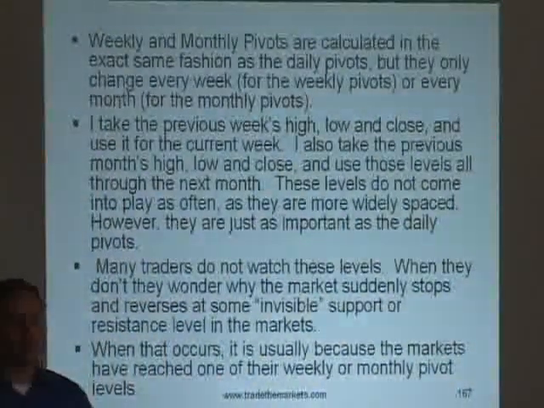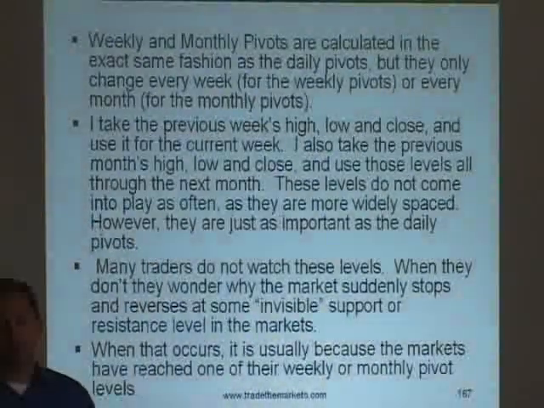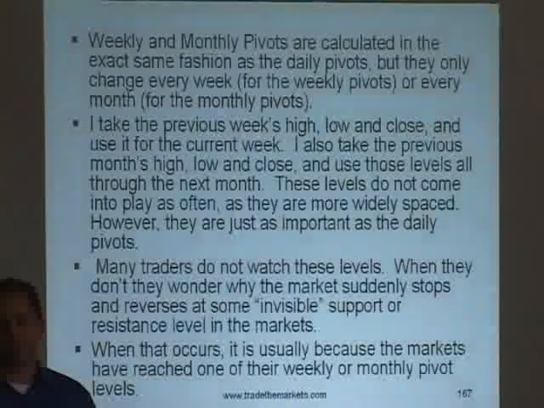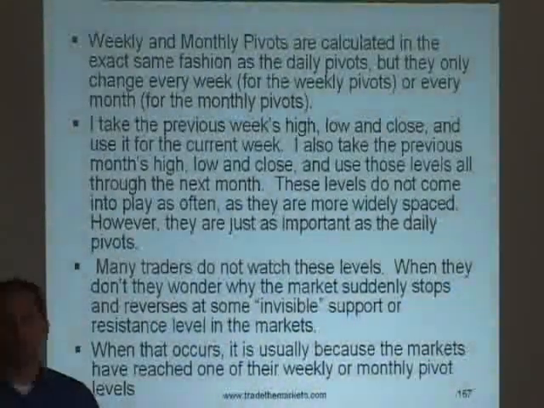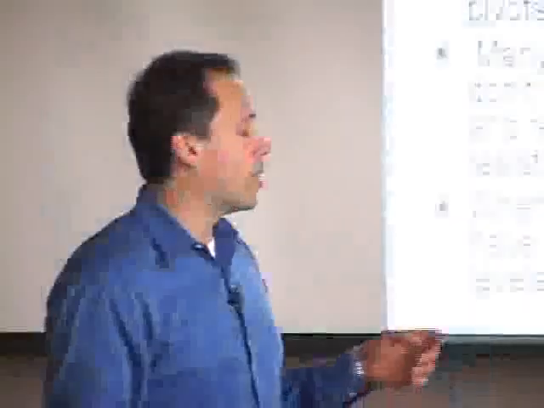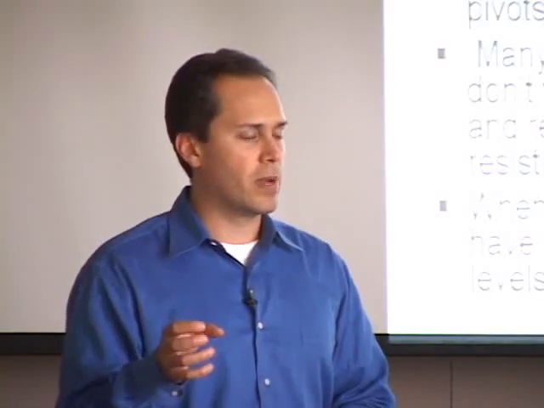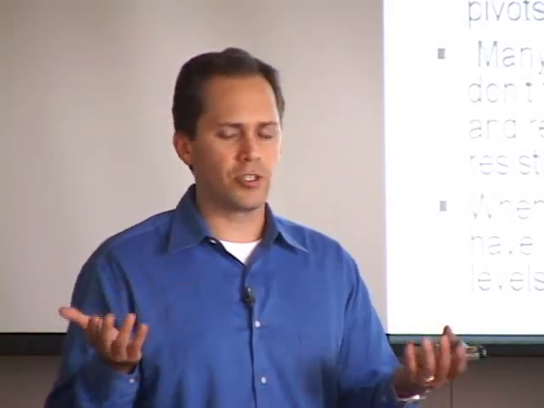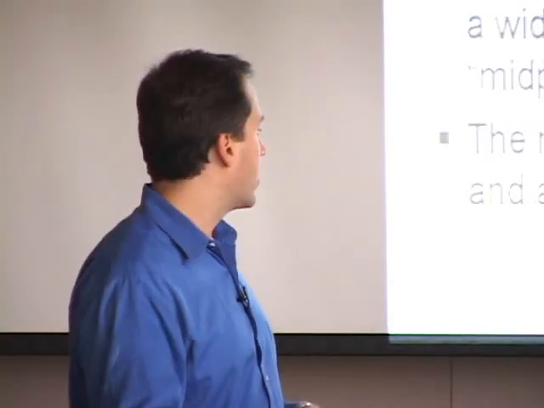For the monthly pivots, I'm going to take the high-low close of the previous month. So today's July 18th. The monthly pivots I've been using are from the June high-low close, and I've been using them for the past 18 trading days or however many trading days we've had so far in July. So they don't change very often. But a lot of times the market will actually come to these levels and reverse off of them, and a lot of people are not sure why the market reversed, because a lot of people don't watch the weekly or the monthly pivots. Well, if you've got them on your chart, you'll see where they come into play. And I think I've got an example of that here.